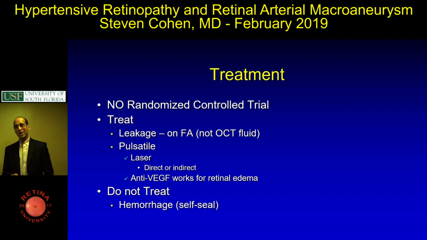So there's a paper from Wills that I could not find from the mid-'80s where they did a large retrospective review of, I think it was over 100 patients, and looked at which ones self-sealed and which ones didn't. And it seemed like the ones that hemorrhaged self-sealed. So once they've bled, you don't usually need to treat them. If there's subretinal fluid, you probably should treat them. If they're pulsating, that makes you nervous, and you probably should treat them.